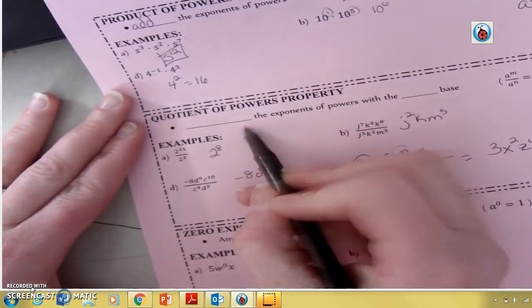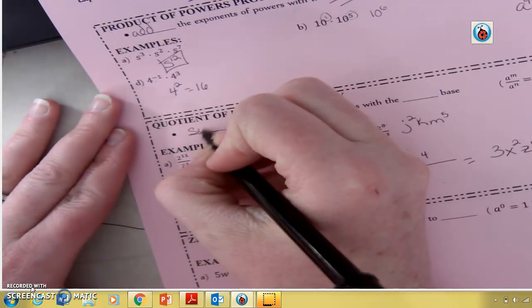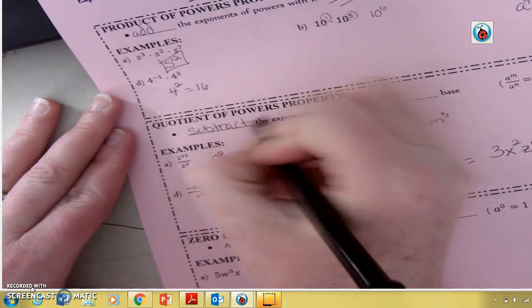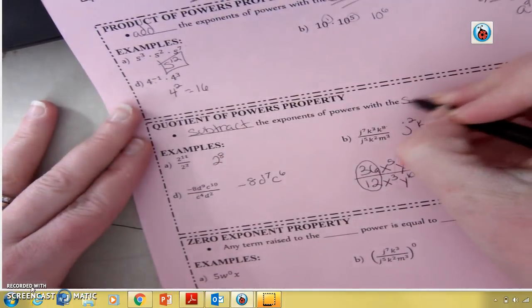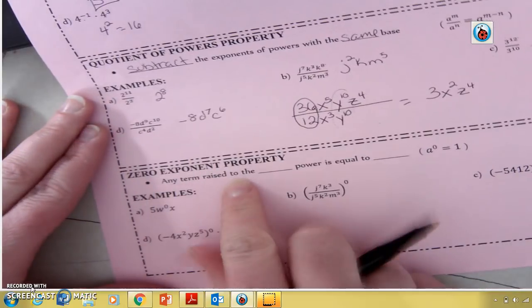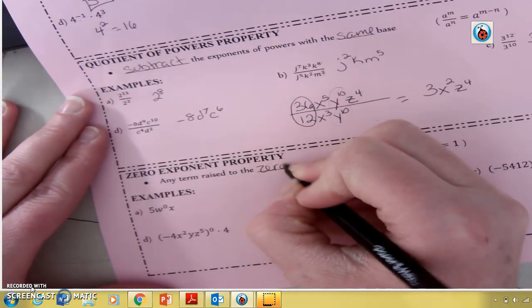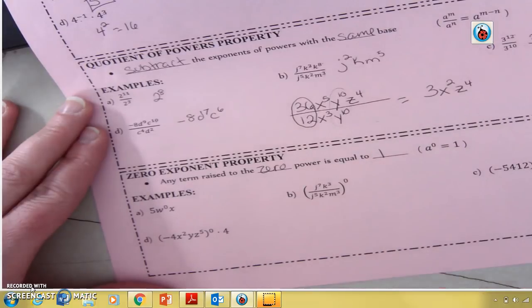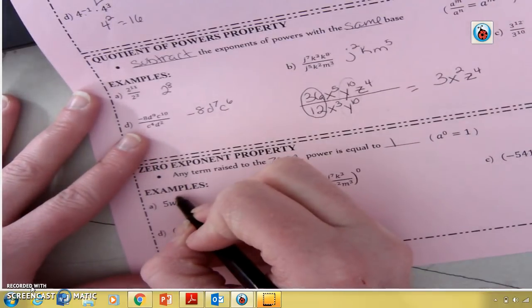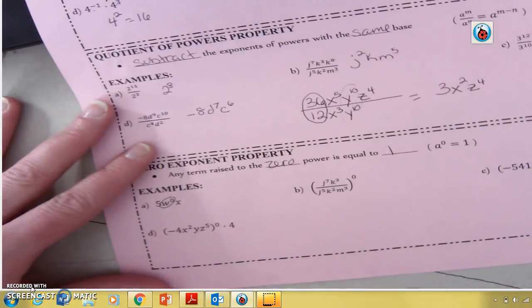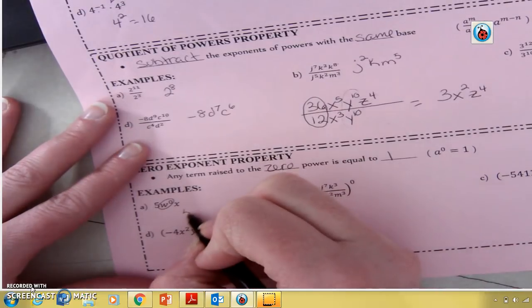So when we look at these, oh, I'm so sorry, I forgot to go back here. Oops. On this one, we subtract. Sorry, you know how my mind works. The exponents to the power with the same base when it's division. Okay, here. Any term raised to the 0 power is equal to 1. So what that means, this little piece right here is 1. So this is just 5x.